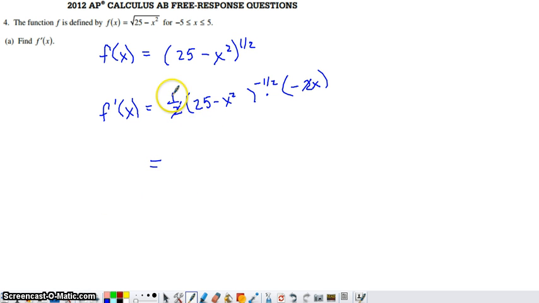My numerator is going to be 1 times negative x, or negative x. I'm moving this that's raised to the negative power across the fraction bar into the denominator. Once I move it into the denominator, I can change it back to radical form if I want to.